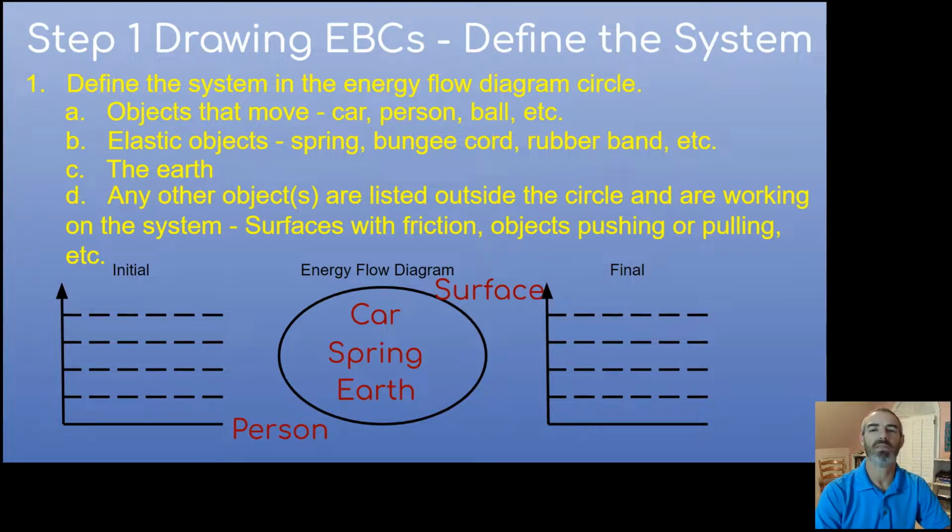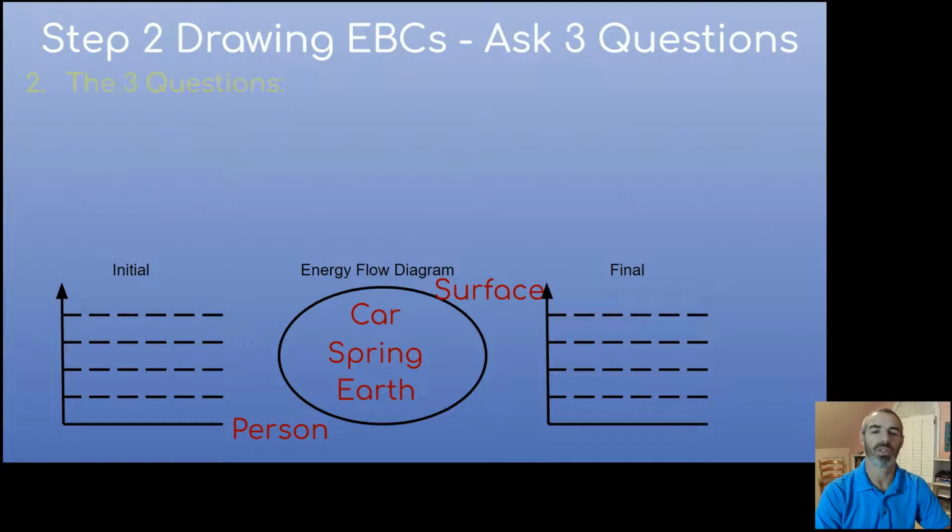Step two, we're going to ask ourselves three questions. For the initial situation, is there an object moving? Well, if the object is moving, then we're going to have kinetic energy and we're going to draw a bar. Based on the heights of the bar, it doesn't matter. It's a qualitative representation of the bars. What matters is at the end when we compare them.